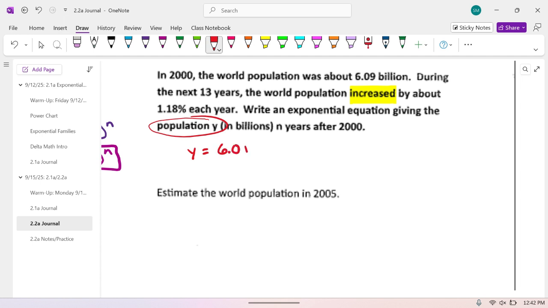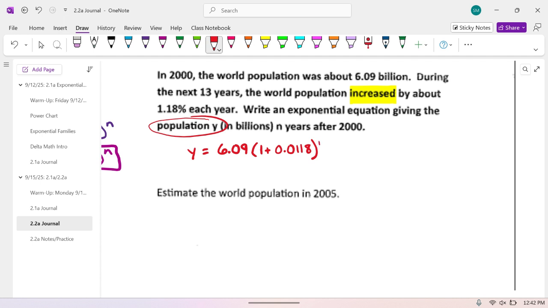6.09. Now, even though it's billion, you didn't have to actually figure out what the billion part is. You just put 6.09, then whatever answer you get at the end, you just write billion after it. That's all you have to do. All right. Now, times 1 plus, what was the decimal you got for the rate? Close. Missing something in there. 0.0118.